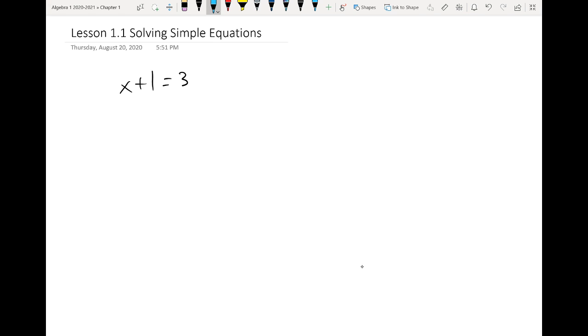But in order to get there, we're going to use the inverse operation, meaning that we're going to subtract 1 from each side. When we subtract 1 from the left side, it's going to cancel out the positive 1. So I'm going to have x, which is equal to 3 minus 1, which is 2. And I always need you guys to circle your answers.